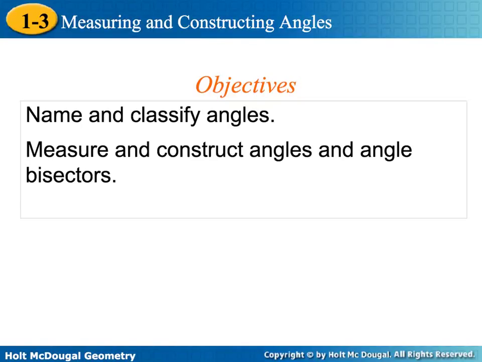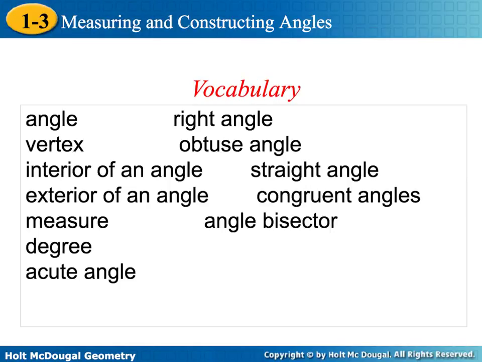Okay, tonight we're looking at section 1.3, measuring and constructing angles. The two objectives are to 1, name and classify angles, and 2, measure and construct angles and angle bisectors. Again, there's your vocabulary. Write it down as we get along.